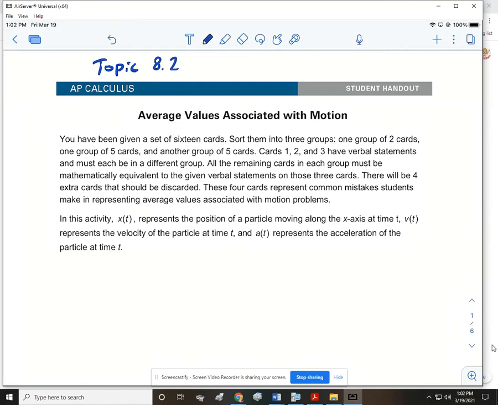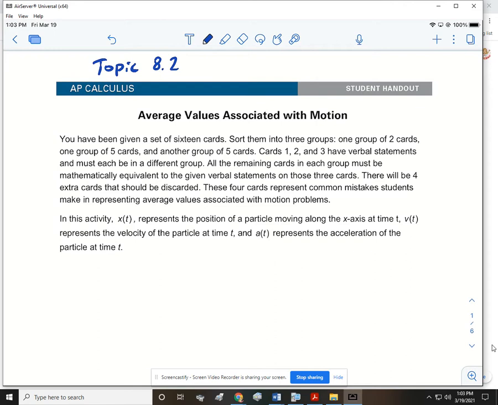Right, so we're going to do this packet that's provided by the College Board that is going to talk about the relationship between average values associated with motion, and also talk about some vocabulary of motion, indefinite integrals. So if you're keeping track of topics, we can call this topic 8.2.